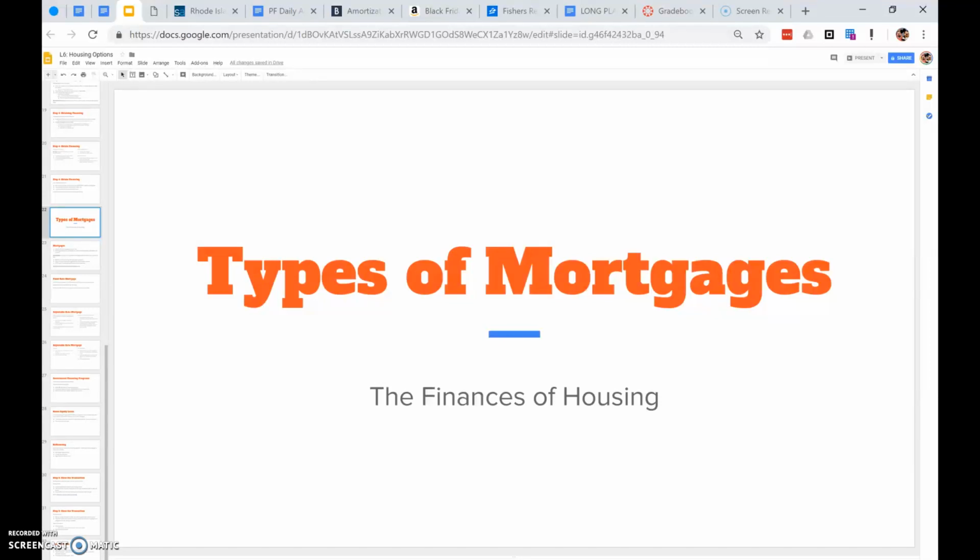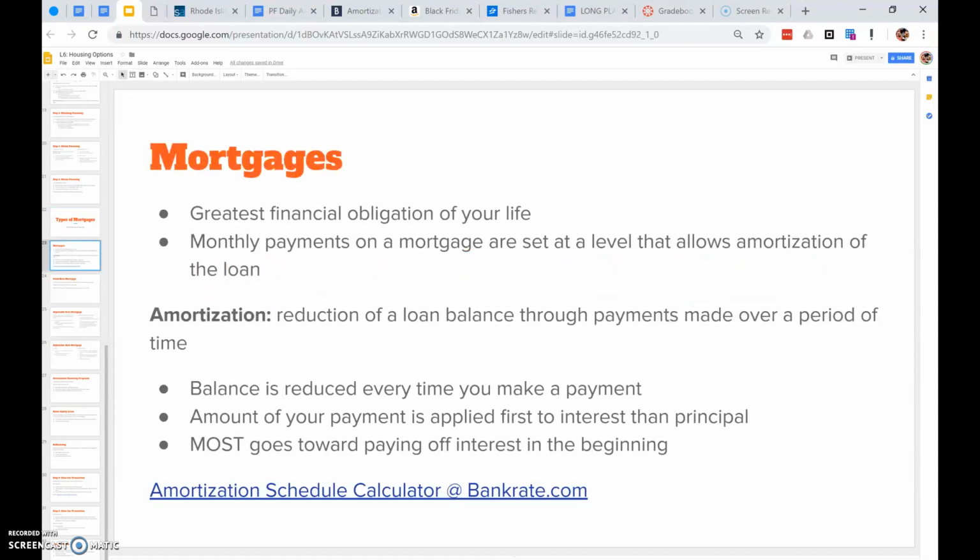Hi students, today's lesson is going to be over types of mortgages. Mortgages for most people are the greatest financial obligation of their lives. There are several types of mortgages. Depending on the loan, a homeowner will make monthly payments for many years.